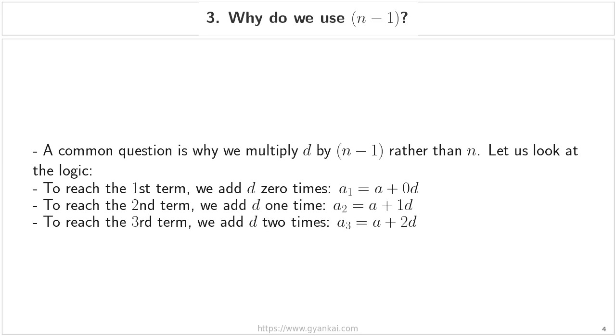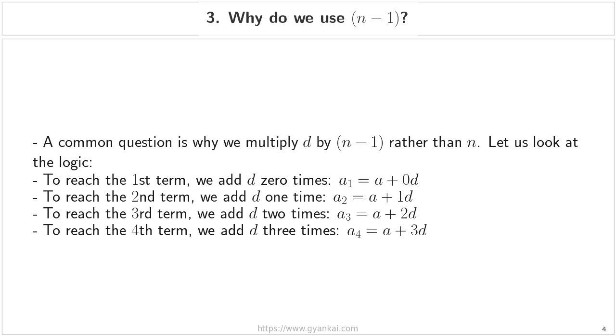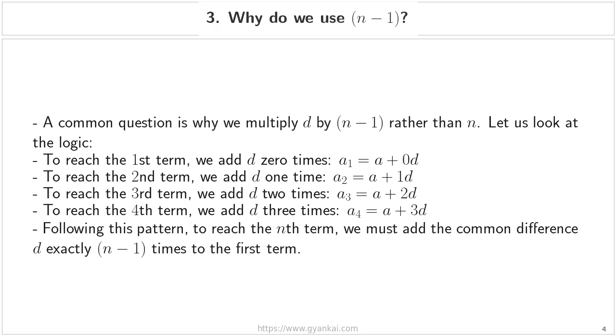If we look at the third term, we have moved 2 steps away from the first term, meaning we add d 2 times, or a sub 3 equals a plus 2 times d. Following this same pattern to get to the fourth term, we have added the difference 3 times, which is a sub 4 equals a plus 3 times d. Do you see the relationship emerging? In every single case, the number of times we add the difference is always one less than the position of the term we are looking for.